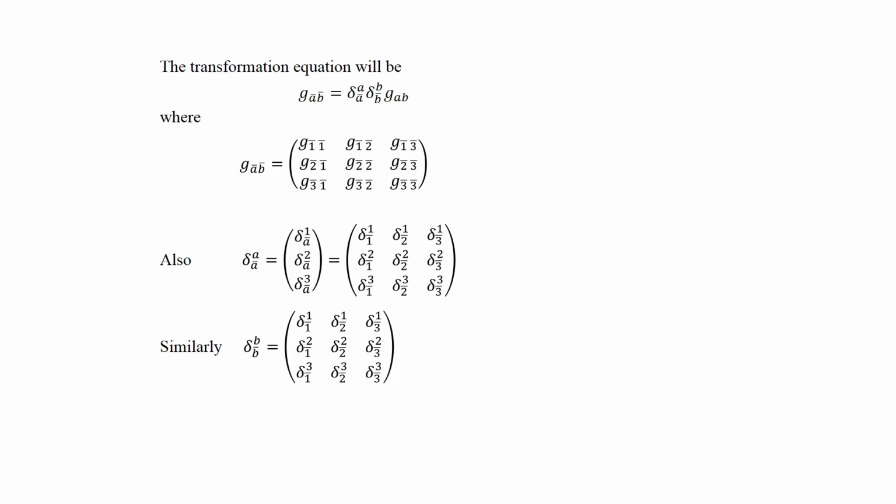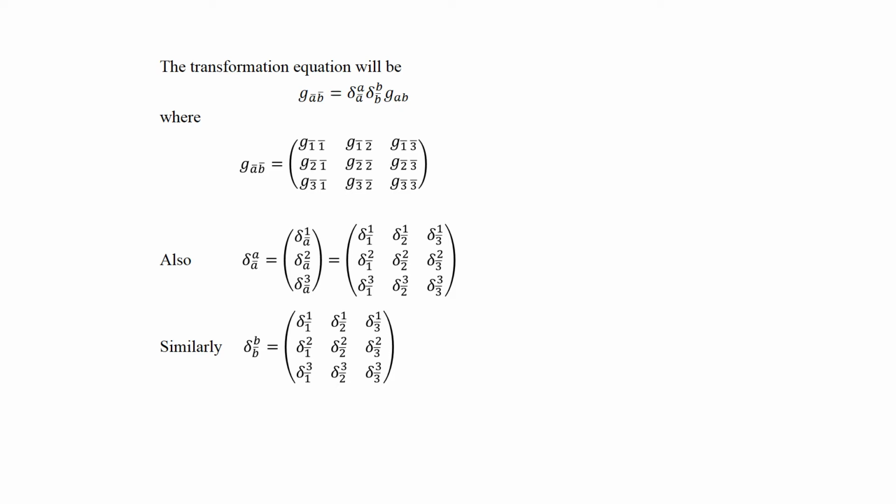Now, which terms do we want to find in this equation, where G A bar B bar is equal to G1 bar 1 bar, G1 bar 2 bar, G1 bar 3 bar. Actually we give the variation to this metric tensor G A bar B bar in matrix form. So we write the terms G1 bar 1 bar, G1 bar 2 bar, G1 bar 3 bar, G2 bar 1 bar, G2 bar 2 bar, G2 bar 3 bar, G3 bar 1 bar, G3 bar 2 bar, G3 bar 3 bar.